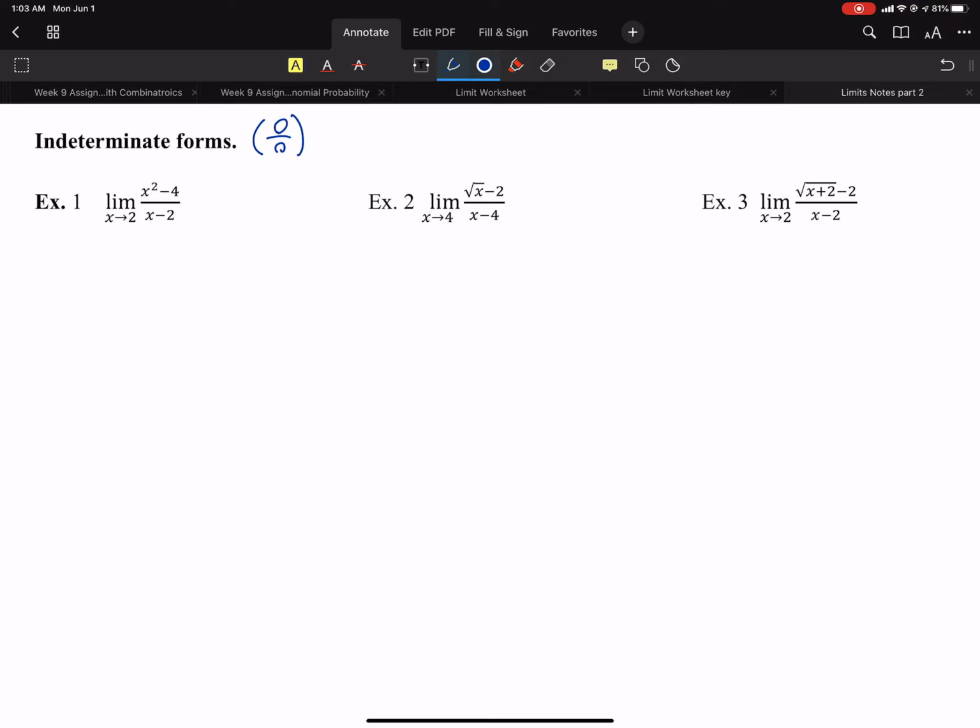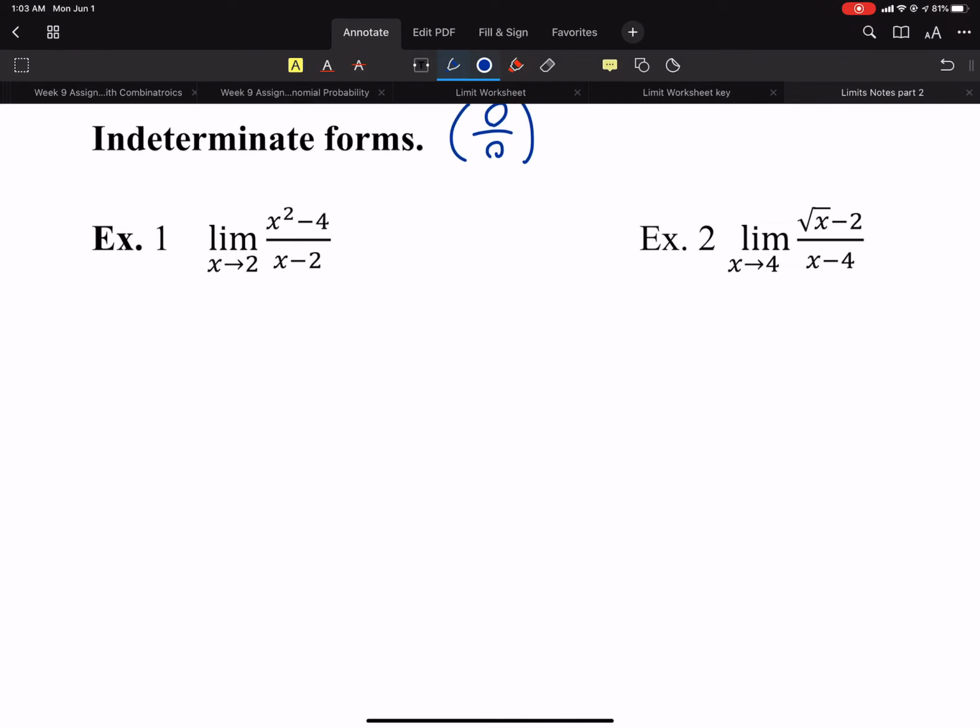Okay? Factor and cancel. The top factors nicely. x minus 2, x plus 2. And those will cancel out, leaving us with the limit as x approaches 2 of x plus 2 over 1. This is very simple. We have a polynomial, plug in 2, the limit's 4, and we are done. Now, some of you might say, I changed the problem.